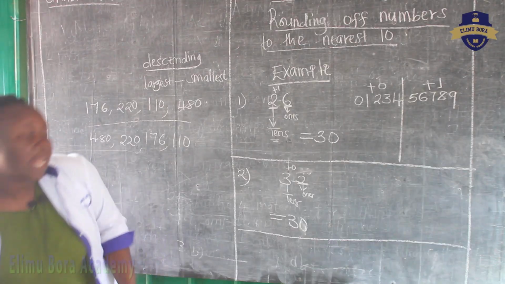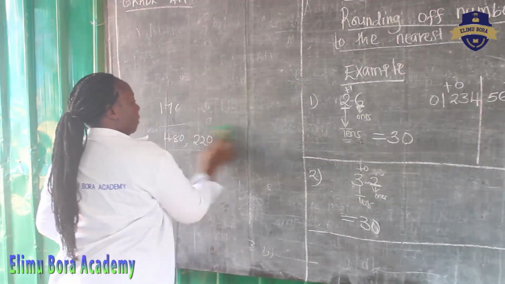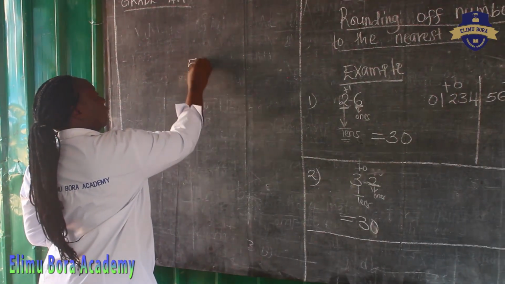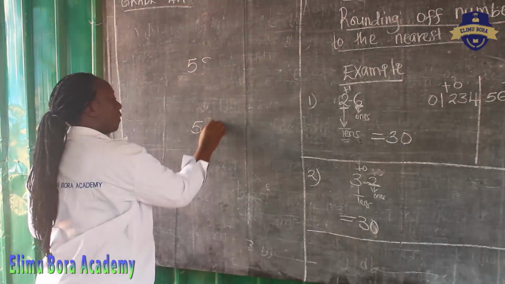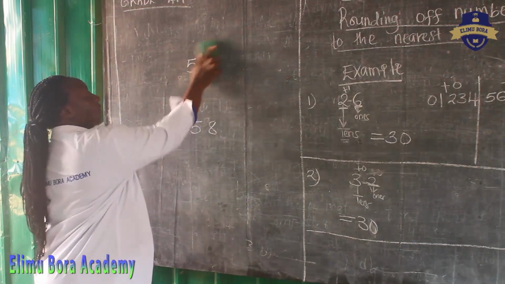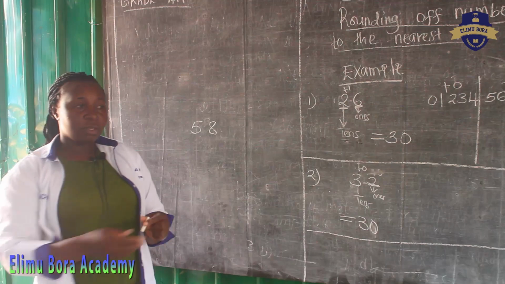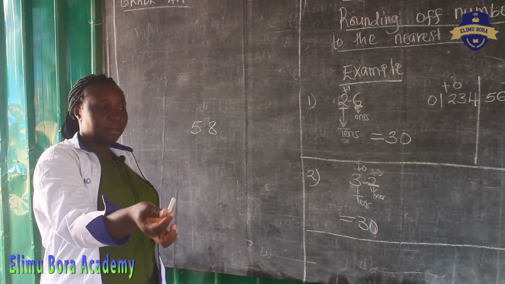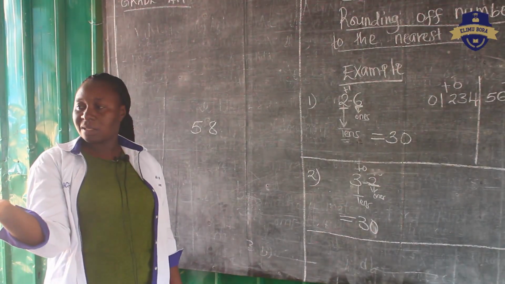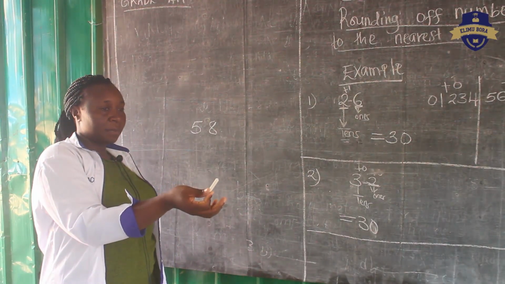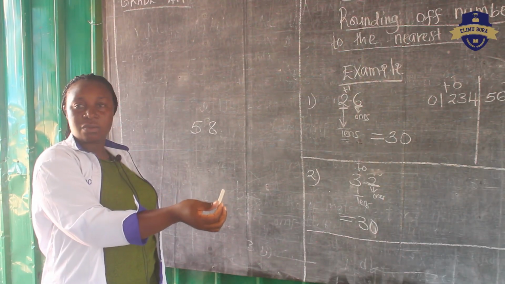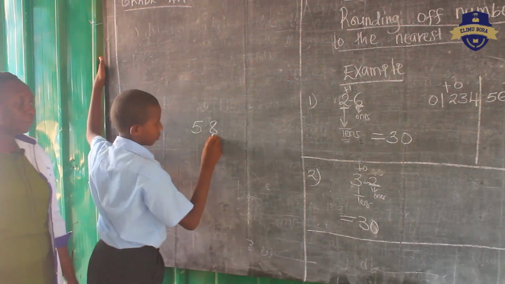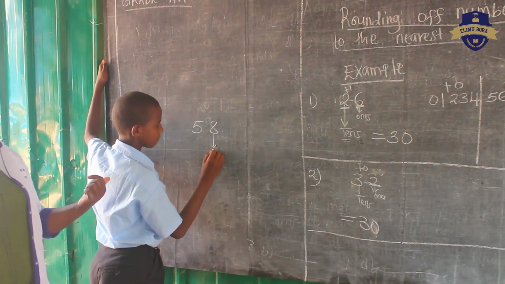I want somebody to come and try out. Mtu mmoja kuja tujaribie hii. Somebody to come and round off this number 58. Kuja ujaribu. Ukishindwa tutakusaidia. Nani atajaribu? Come and try. Kuja mtu yote, girls, boys. Ikikushinda tutakusaidia tu, haina shida. Round off number 58 to the nearest 10. You should be looking at the blackboard. Tuangalie anafanya nini.